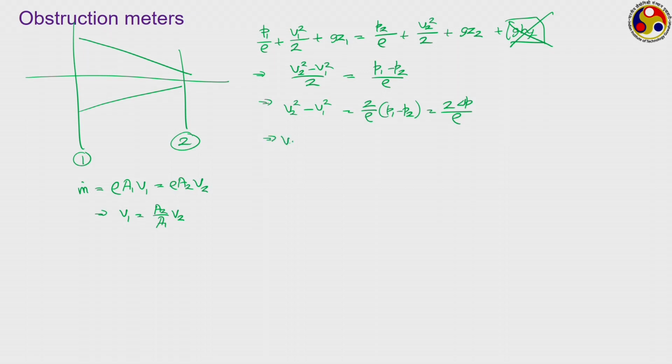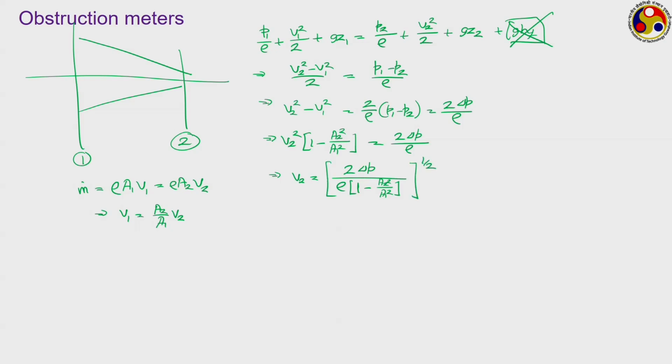So, if we replace that, it becomes V2 square into 1 minus A2 square upon A1 square is equal to 2 delta P upon rho, or V2 is equal to 2 into delta P upon rho into 1 minus A2 square upon A1 square, whole to the power half.